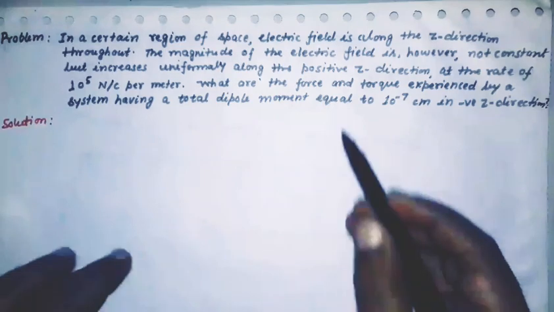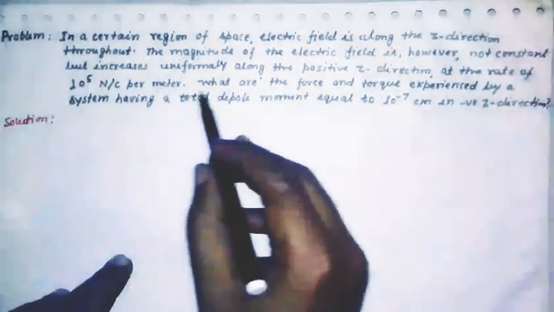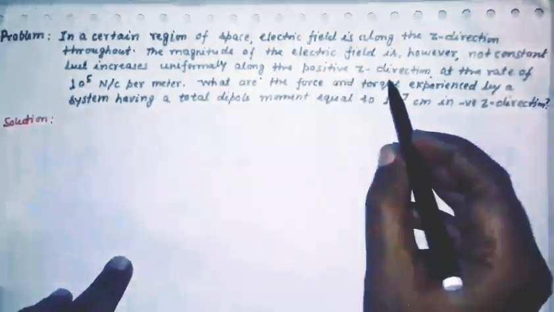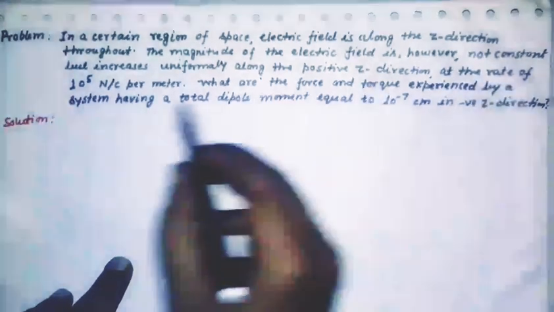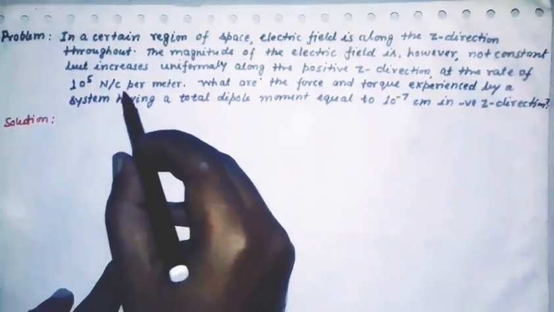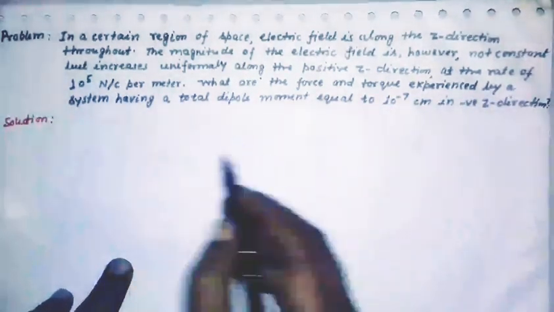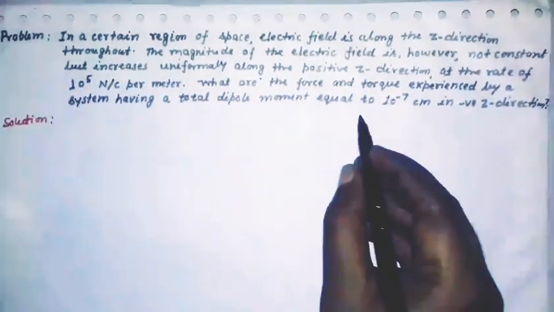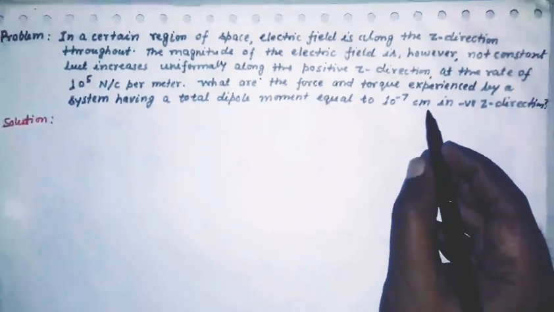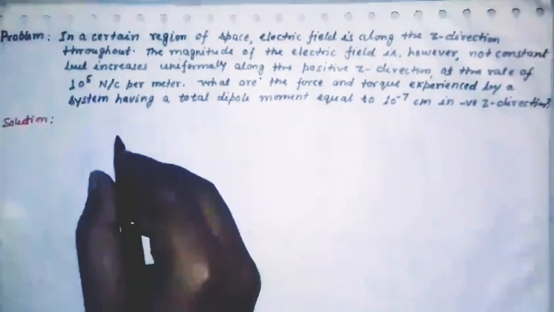Problem: in a certain region of space, the electric field is along the z direction throughout. The magnitude of the electric field is, however, not constant but increases uniformly along the positive z direction, at the rate of 10 to the power 5 Newton per coulomb per meter. What are the force and torque experienced by the system having a total dipole moment equal to 10 to the power minus 7 coulomb meter in negative z direction?